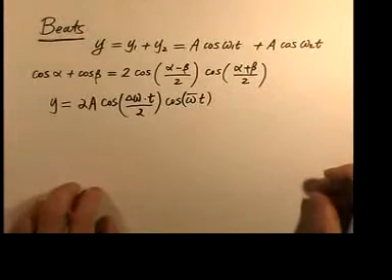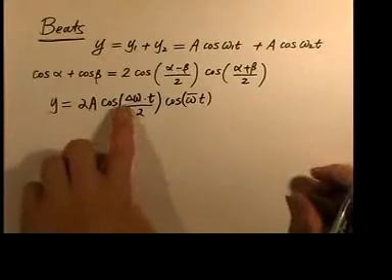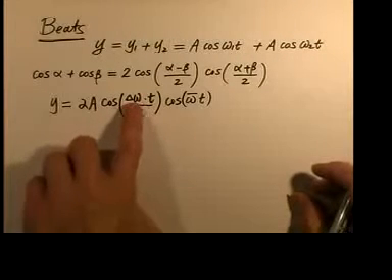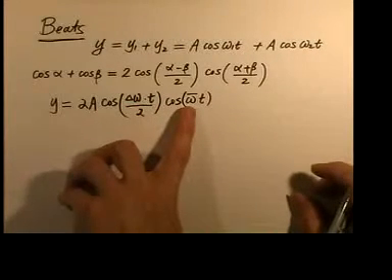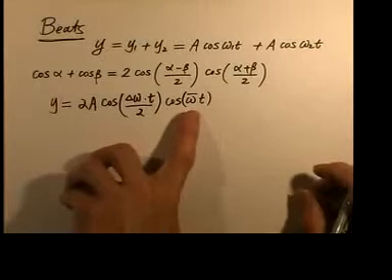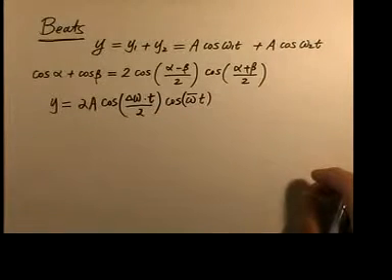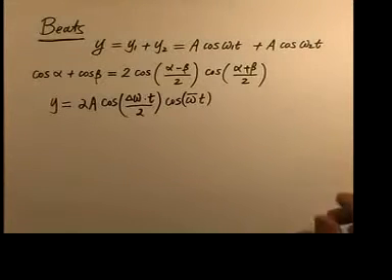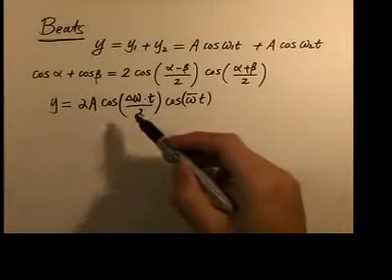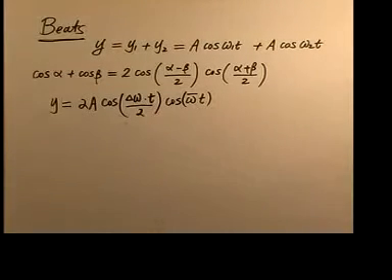All right, here's the trick. The trick here is that delta omega is very, very small compared with the average value of omega. Let's say we have 2 tuning forks, one at 440 hertz, the other one at 441 hertz. So omega is 2 pi times 440 something. It's much, much greater than delta omega, which is only 2 pi times 1 hertz, right?